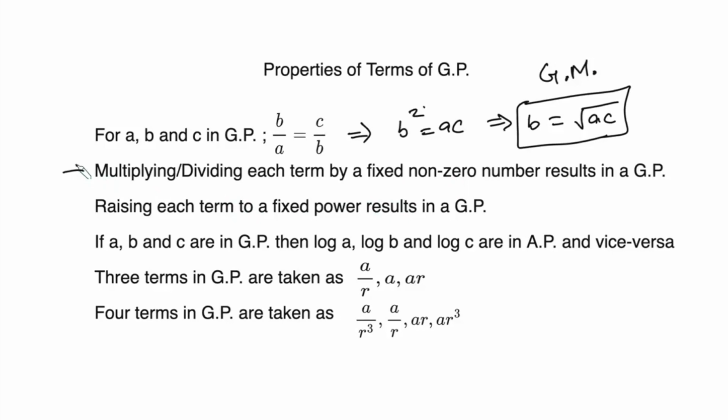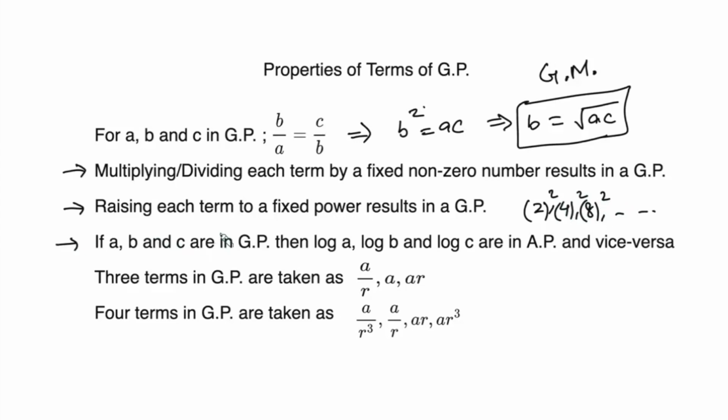If you multiply or divide each term of a GP with a non-zero number, then we get a new GP. Similarly, if you raise each term to a fixed power, we get another GP. For example, if you have a GP 2, 4, 8, and so on, and if you raise each term to power 2, we'll still get a GP.